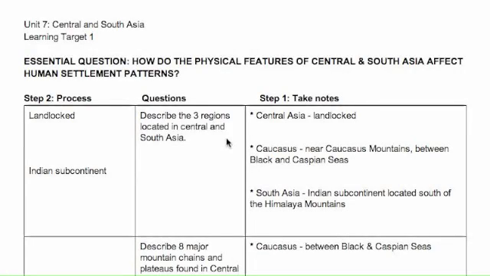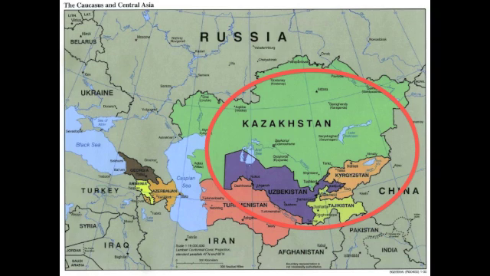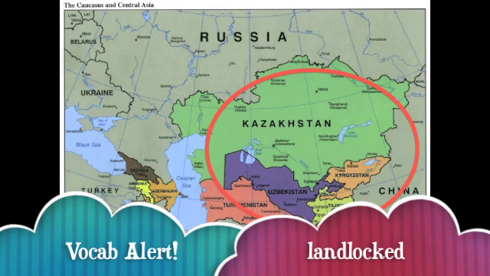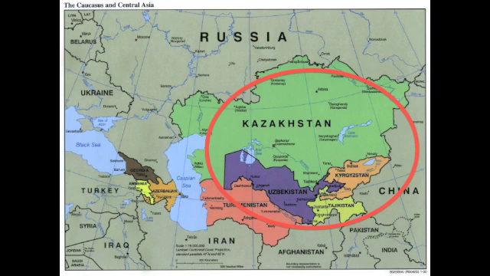All right, we are on Unit 7, Learning Target 1, which is about the physical features of South and Central Asia and how they affect human settlement patterns. We're going to be taking a look at, there's actually 3 areas here, 2 in Central Asia and 1 in South. The first one, Central Asia, you can see is landlocked, and here's a vocab word right off the bat. Landlocked means that it is cut off from direct contact with any ocean. Minnesota, for example, is landlocked.